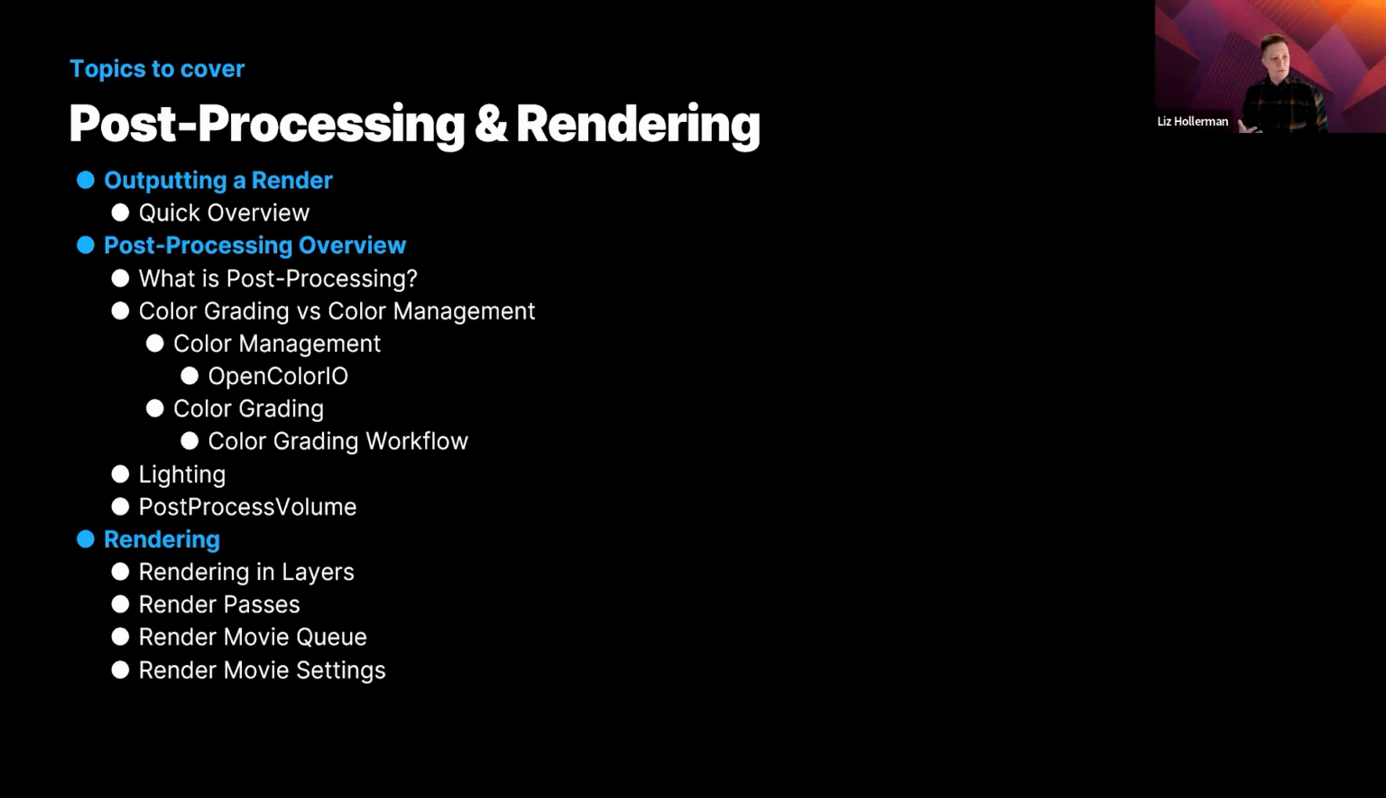So we'll talk about what post-processing is, what color grading is versus color management. We'll also look at OpenColorIO, what that is. And we'll also do a little bit more of a review of color grading and the color grading workflow. We'll also look at some lighting and the post-process volume itself. We're going to be covering some rendering in here as well, how you might render in layers, render in passes, what the Movie Render Queue is, and also some Movie Render settings. So a lot to cover today, and let's just go ahead and get to it.